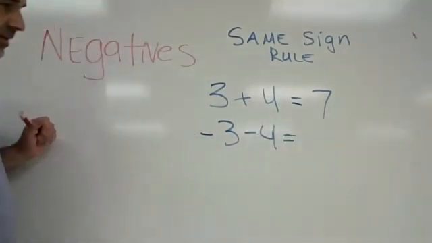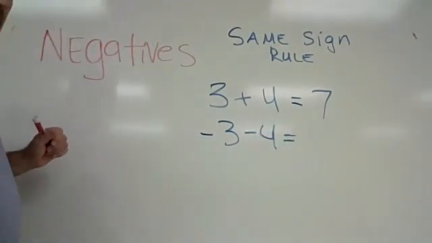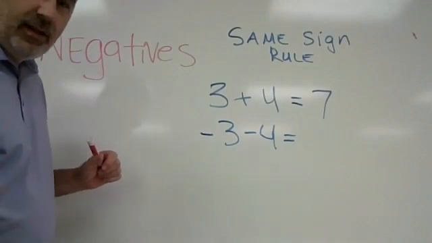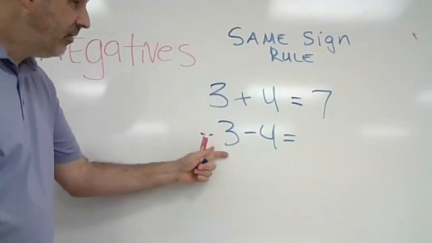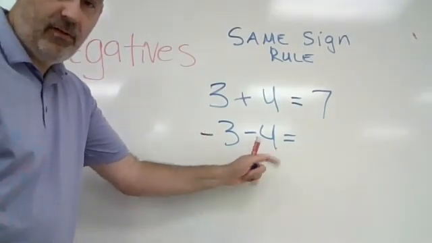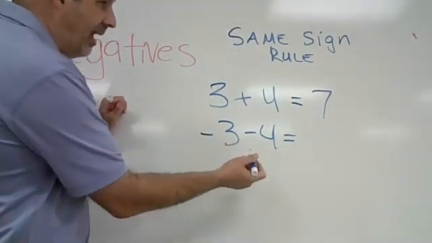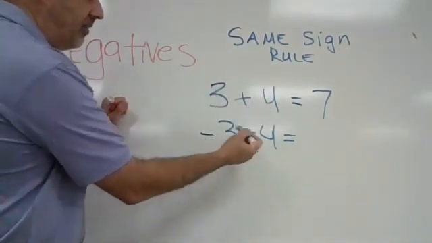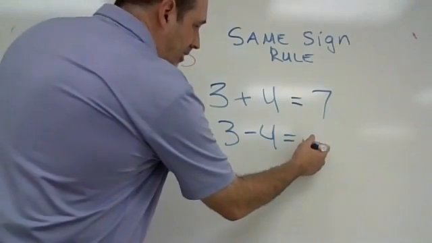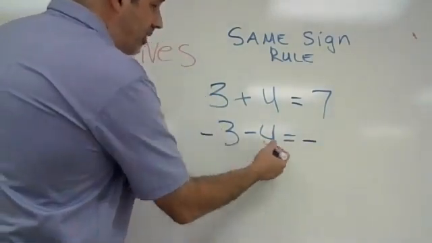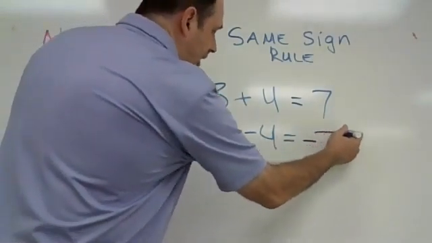Some of you already understand this. Okay. -3 minus -4. Well, it's just going from -3 more negative. It's going to be this, you just add them. The same sign rule is if they have the same signs, you just add the numbers and keep the same sign. So instead of -3 negative, it's going to be -4 or -7 negative.